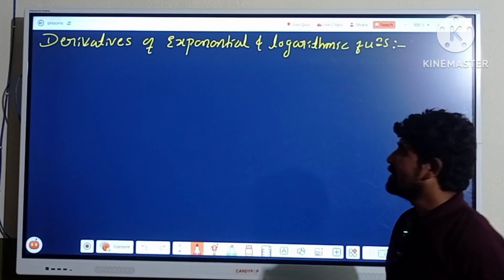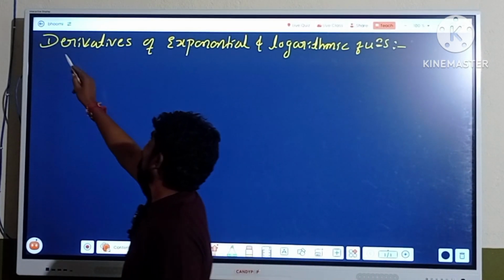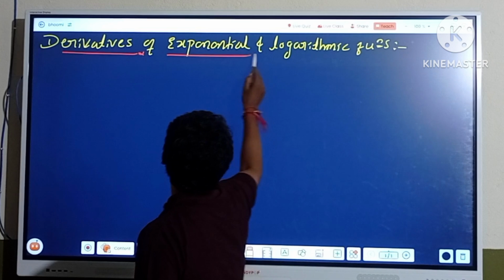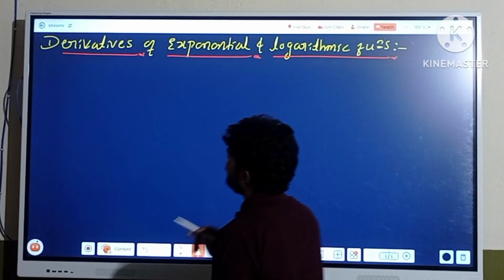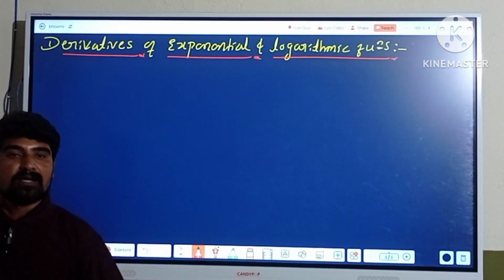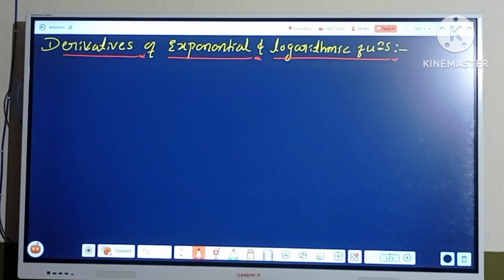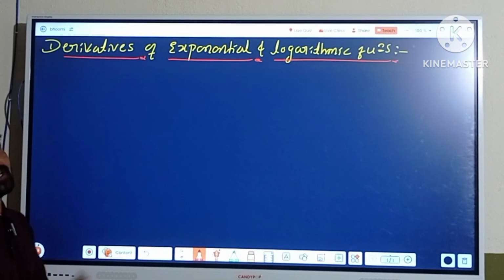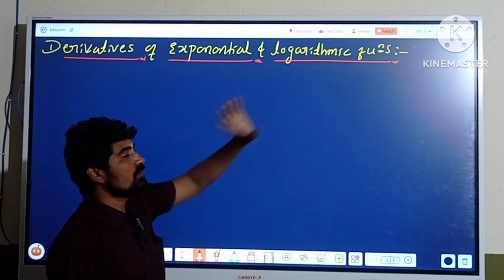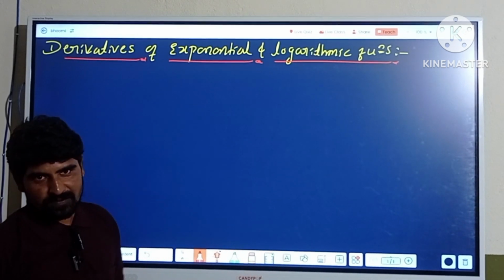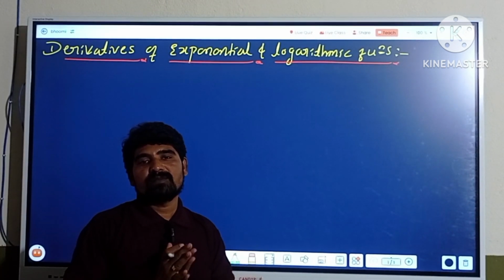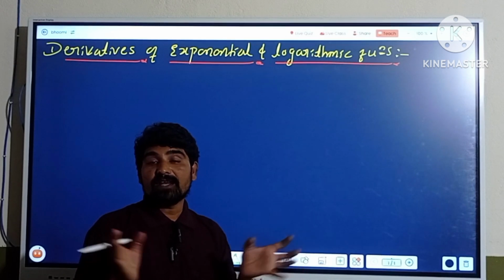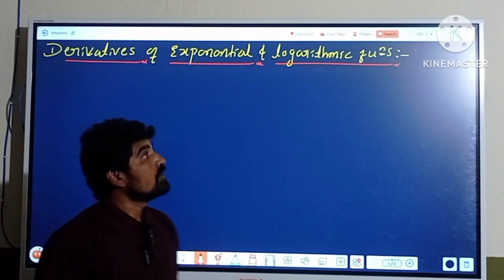Good morning, students. Today I am going to discuss derivatives of exponential and logarithmic functions. So, before going to derivatives of exponential and logarithmic functions, firstly I would like to discuss exponential functions and logarithmic functions. Basically, exponential functions and logarithmic functions are inverses of each other.